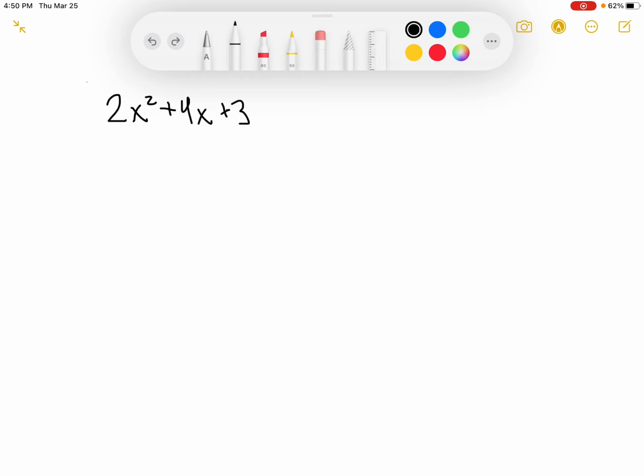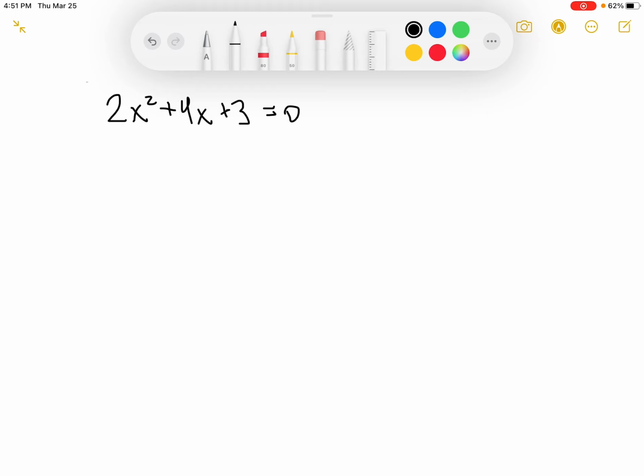Here's what you do. First thing to do is set it equal to 0, because you're trying to find your zeros, aren't you? Here's why: there's technically a y there, and anytime you have an x-intercept, y is 0, so that's why we set it equal to 0, because we're assuming y is 0. That's how we find the x-intercepts.